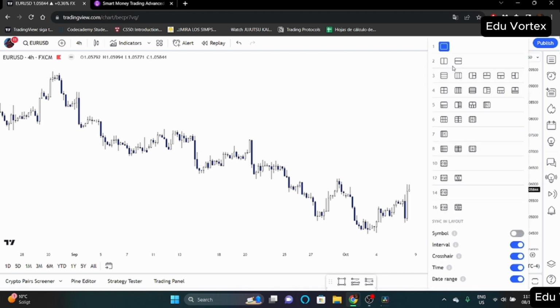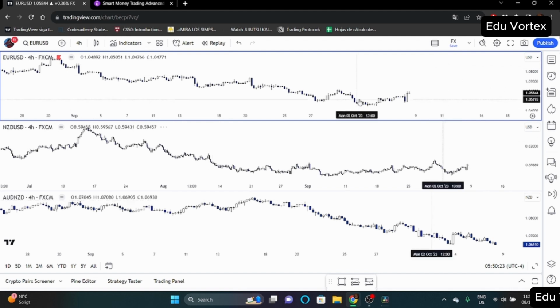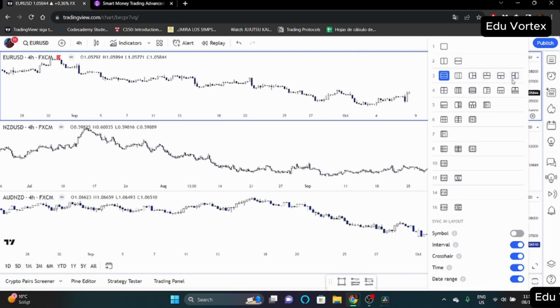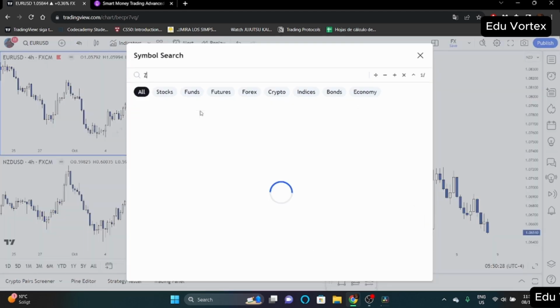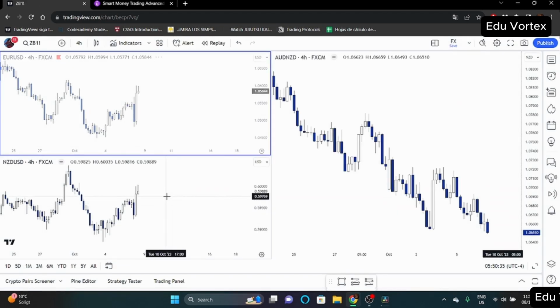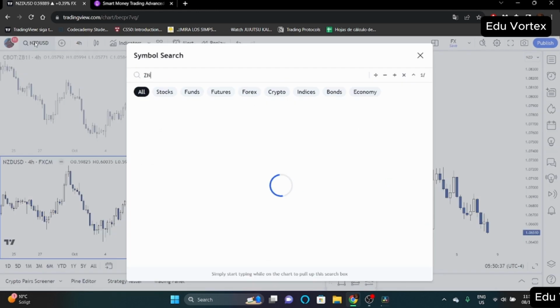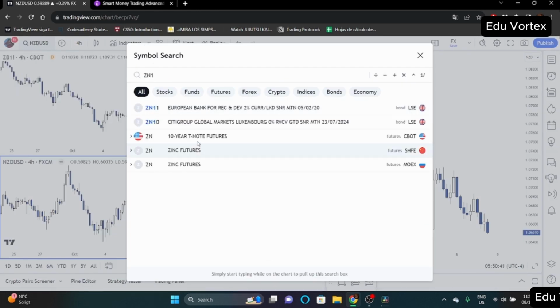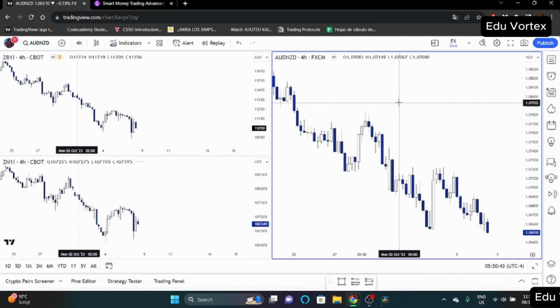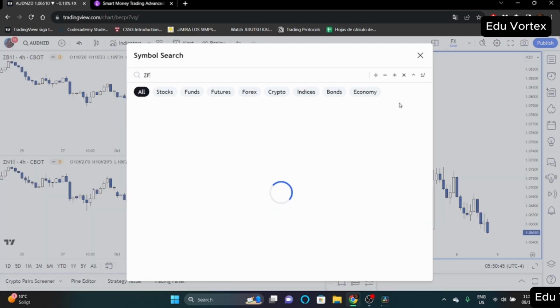Okay, let's do this. No, this looks terrible. Let's do this. CB1. I don't know what's going on. TradingView's kind of pretty slow, so let's give it a minute. These are the treasuries.